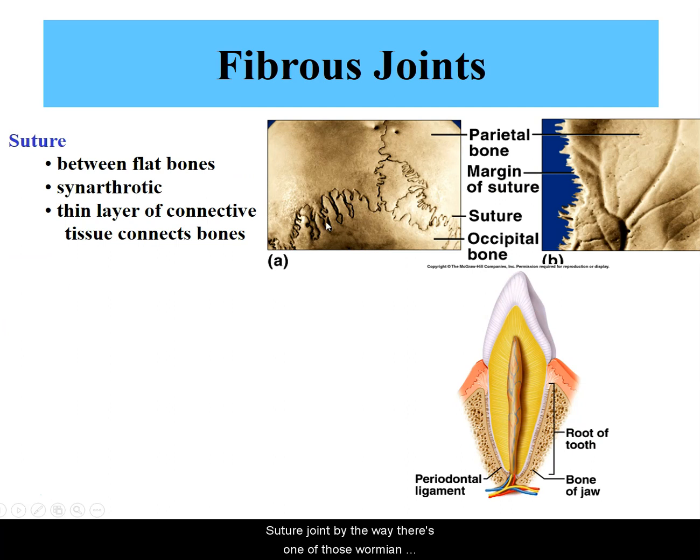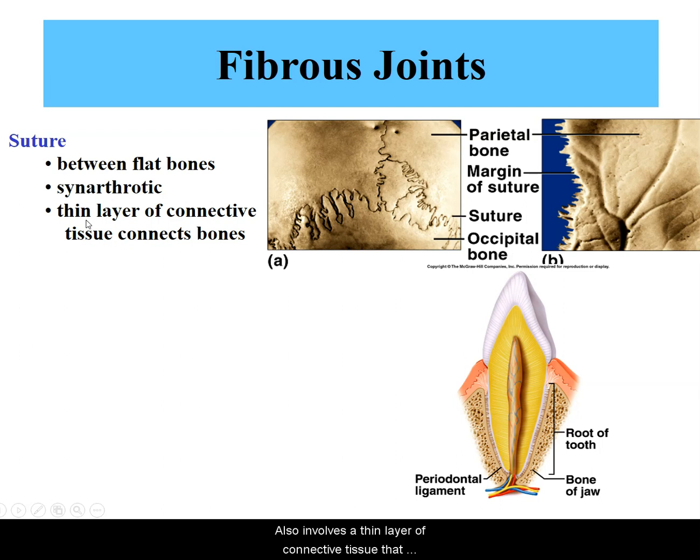A suture joint, by the way, there's one of those wormian bones that we talked about in the last chapter. The suture joint is between two flat bones. It's synarthrotic, no movement. One exception would be where an infant has fontanelles, and as they're being born, those plates in the skull will give just a little bit, maybe even slide past each other just a little bit, to allow for movement through the birth canal. But when those joints fuse, they become synarthrotic.